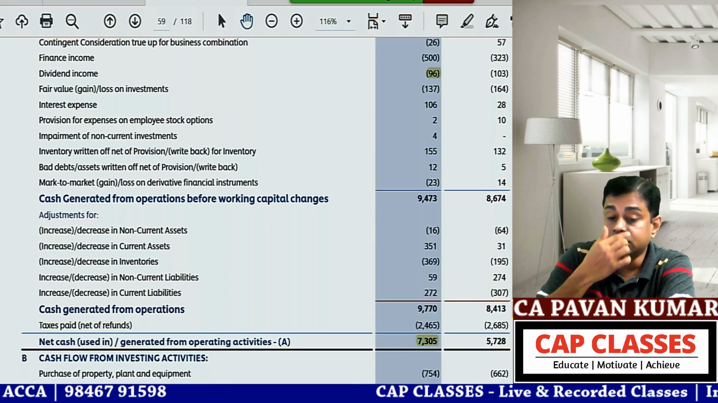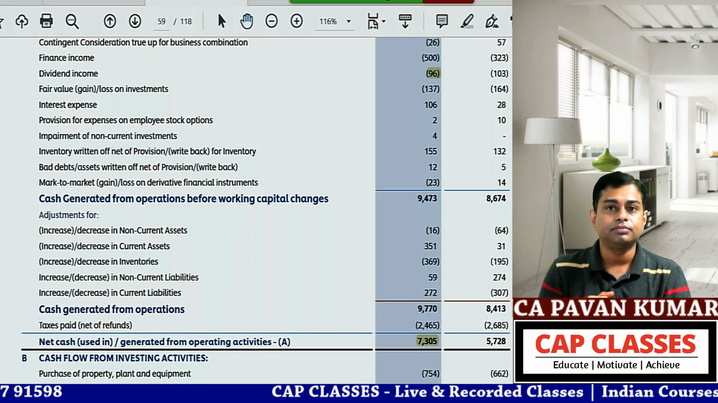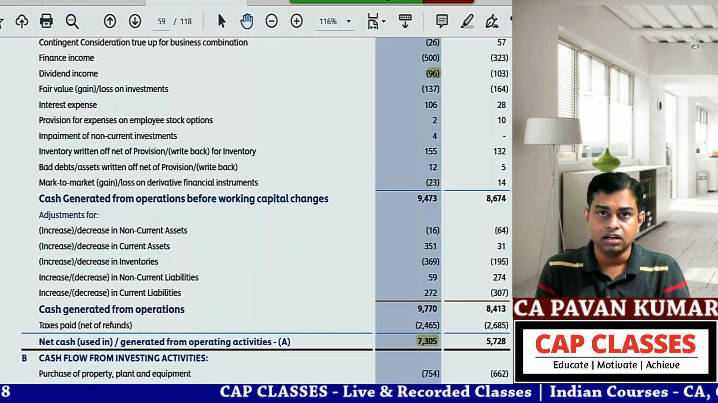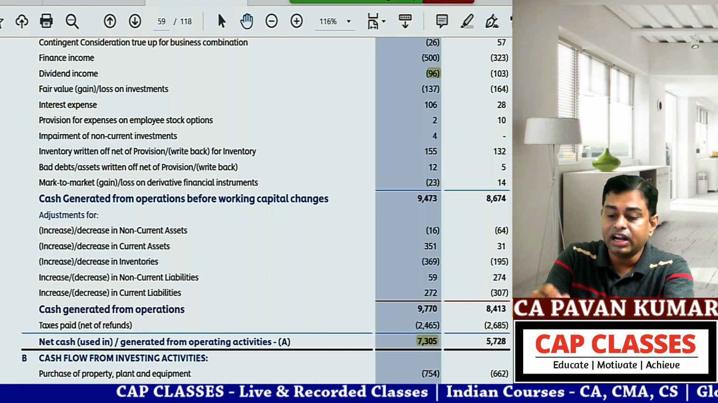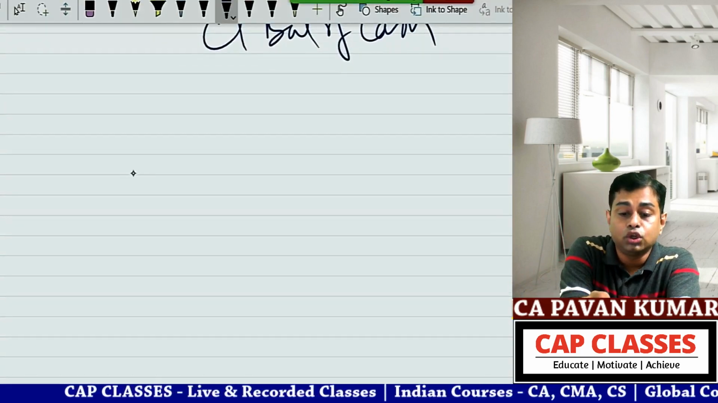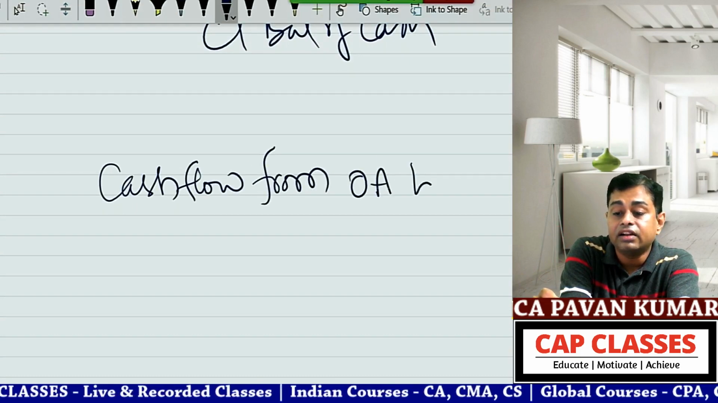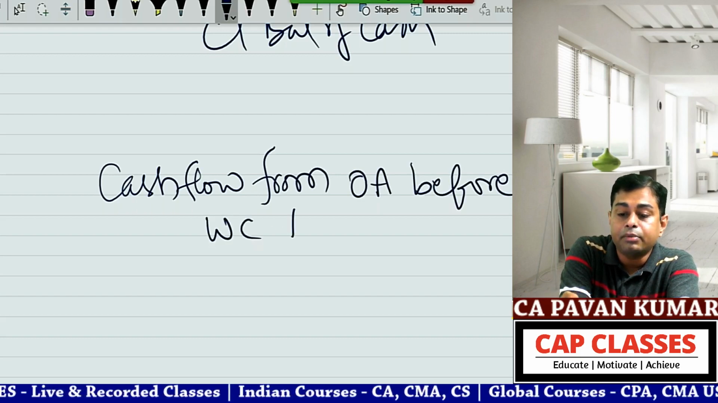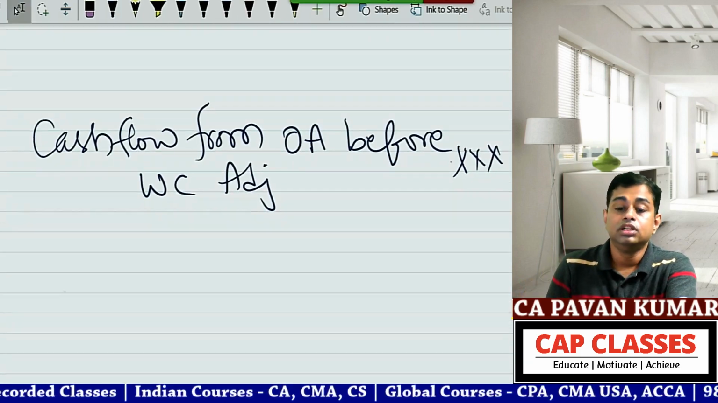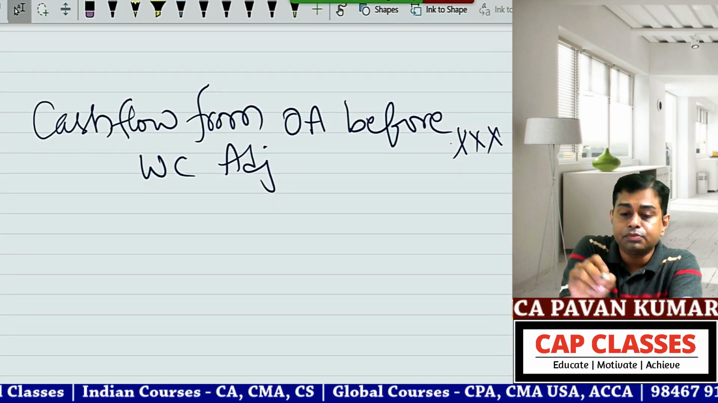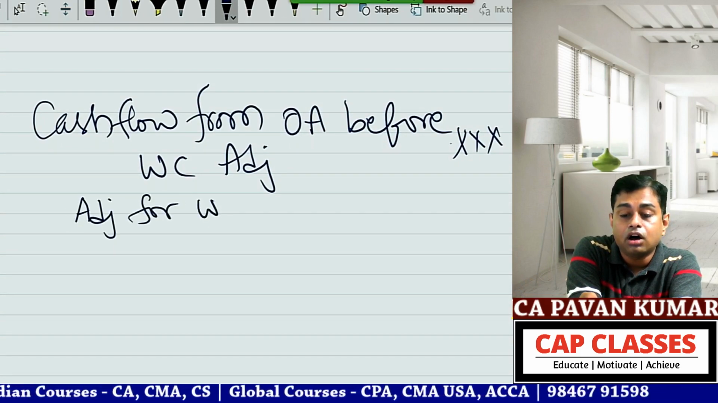Then cash generation from operating activities before working capital changes. Then you will do working capital changes. Current asset increased is to be subtracted. Current asset decreased is to be added. So remember it like this. Cash flow from operating activities before working capital adjustment is XXX. Then you will do adjustment for working capital.